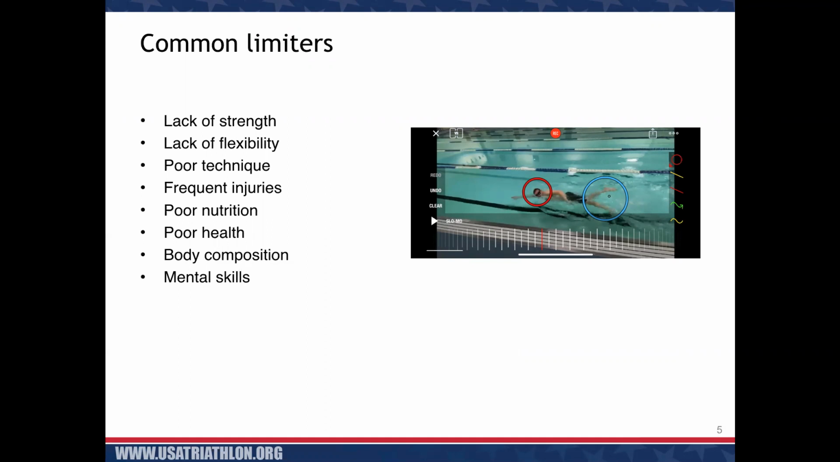What can we do to address these common limiters? We're going to talk a little bit more about them. When you look at strength, that would be hill work, working out in the weight room, strength, open water swimming. When you think about flexibility, yoga, Pilates. Technique, looking at video, drills, having a coach giving you feedback on your technique.